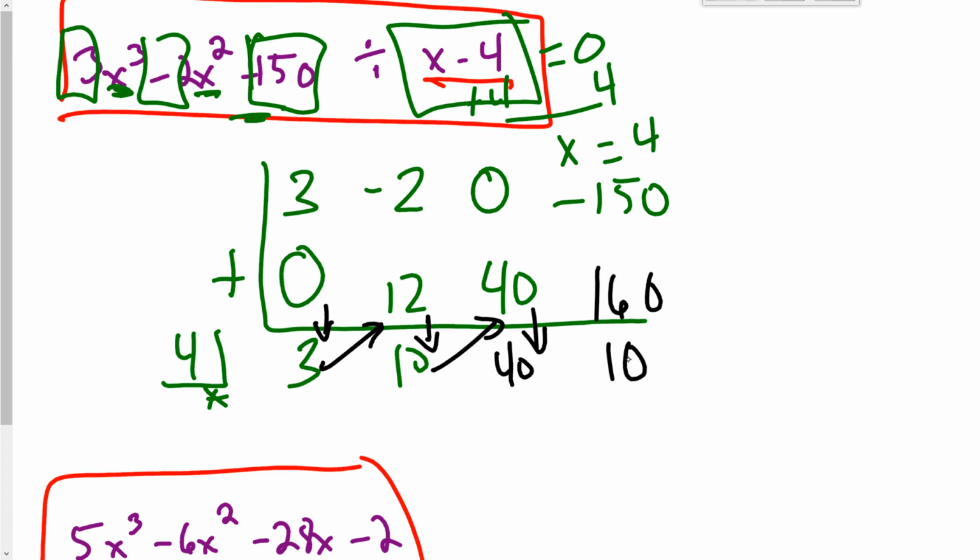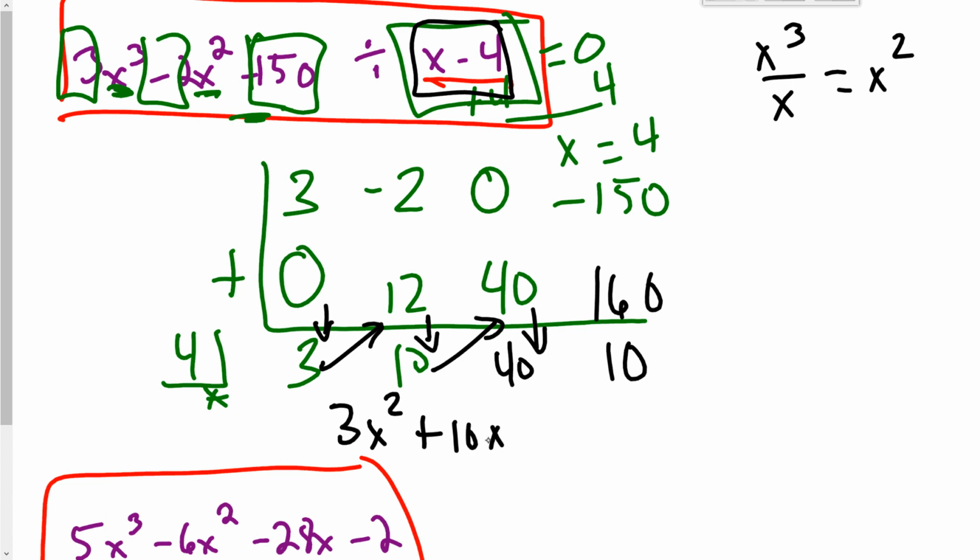So this is my new polynomial. This is my quotient, the answer. And because I divided by a linear term, degree of 1, well, x cubed divided by x would just equal x squared. So these are my new coefficients of my answer, my quotient, which would be 3x squared, drop down a power, plus 10x plus 40.